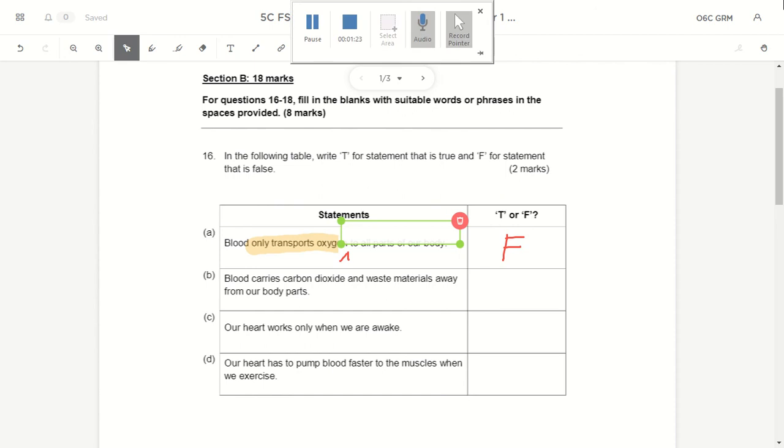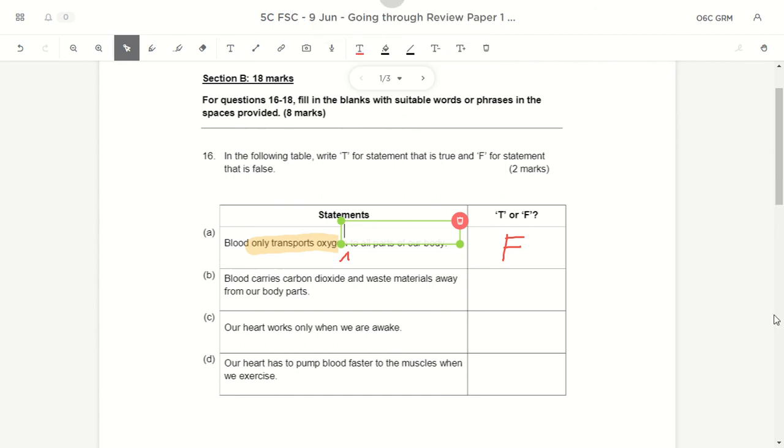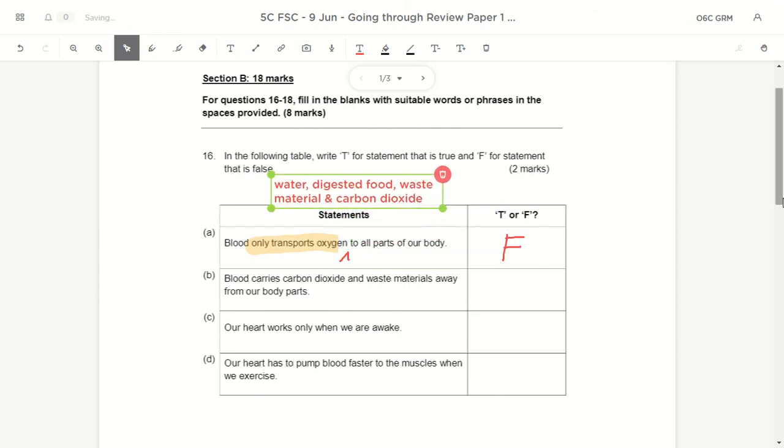So besides oxygen, the useful stuff it transports is things like your water, things like your digested food. Of course, waste material as well, and carbon dioxide. So blood doesn't only transport oxygen, it transport a lot of other things like your water, digested food, carbon dioxide, and waste material. Okay, so let's try to put them together like this. I'll put it over here like that. So it's not just oxygen, there are more than that. There is also water, digested food, waste material, and carbon dioxide. So this statement is false.